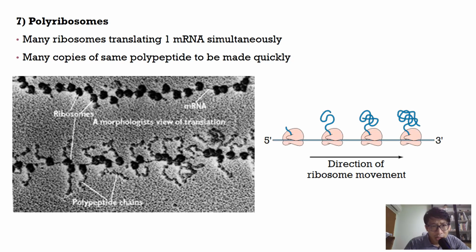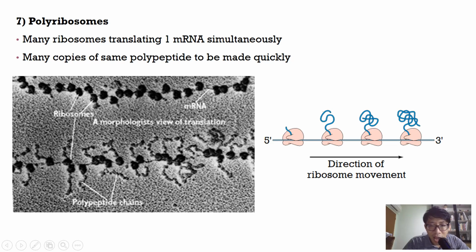This is how it looks under the electron micrograph, and a cartoon to simplify the diagram. You see a chain of ribosomes. All these black dots are ribosomes, and they are all bound onto the mRNA. You can also see the growing polypeptide chains.